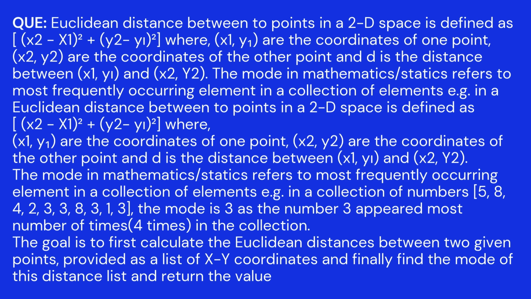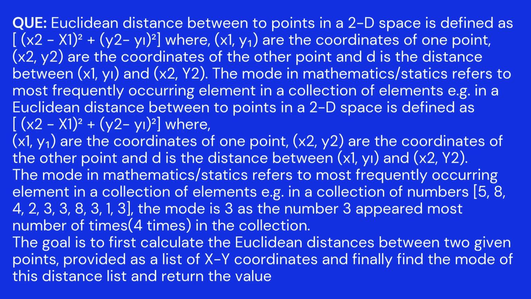The mode in mathematics and statistics refers to the most frequently occurring element in a collection of elements, e.g., in a collection of numbers 5, 8, 4, 2, 3, 3, 8, 3, 1, 3. The mode is 3, as the number 3 appeared the most number of times, 4 times, in the collection.